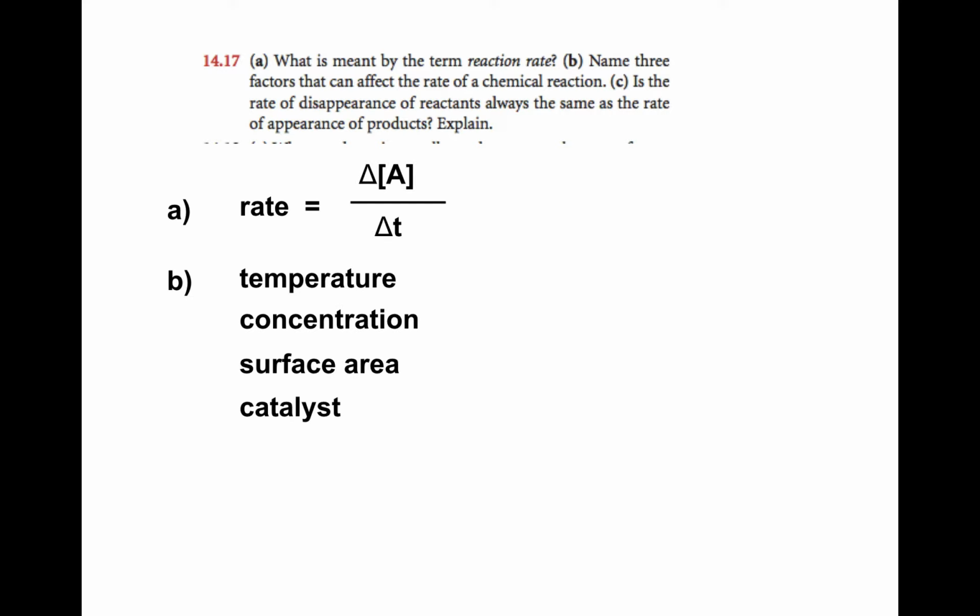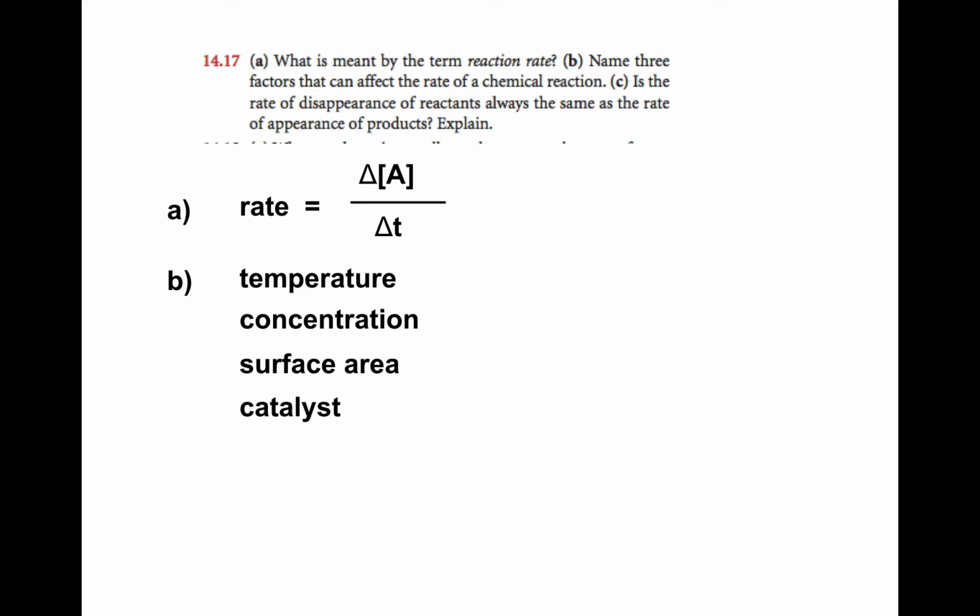Well, I can do better than that. I can name 4. Increase the temperature, increase the rate. Depending on what the reaction is, sometimes increasing the concentration can increase the rate. If it's a solid and it's a surface area issue, increasing the surface area will increase the rate. And adding a catalyst will increase the rate.